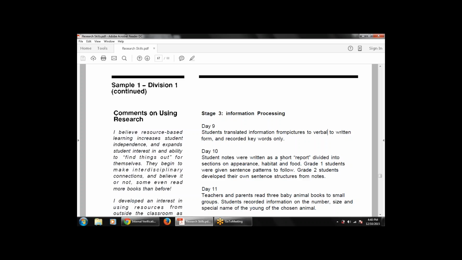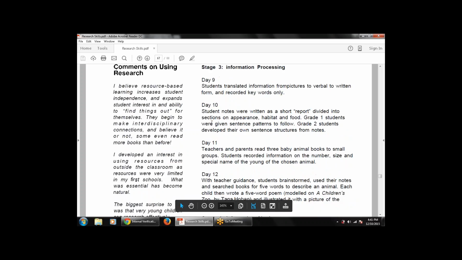So they translate the information from the pictures to oral or written information, and usually make only keywords. That is, they are not providing the full-fledged theory, but only the relevant information in written form.